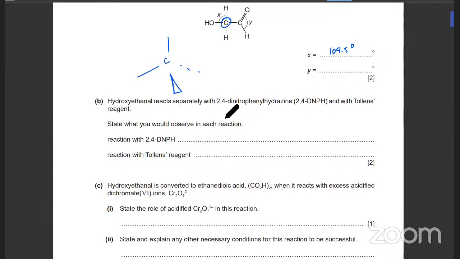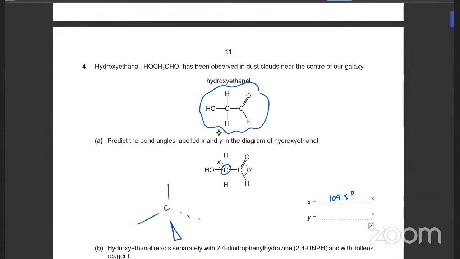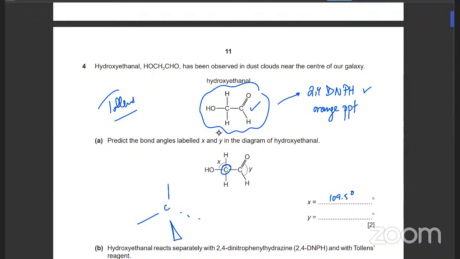Hydroxyethanal reacts separately with 2,4-DNPH and with Tollens' reagent. What would you observe? So 2,4-DNPH, will it react or not? It will react because it has a carbonyl group. And what would be the observation? Orange precipitate. So 2,4-DNPH is a test for identifying carbonyls, aldehydes and ketones. What about Tollens'? Will it react with Tollens'? Yes, because it's an aldehyde, so it will get oxidized by Tollens'. What is the observation with Tollens'? Silver mirror.